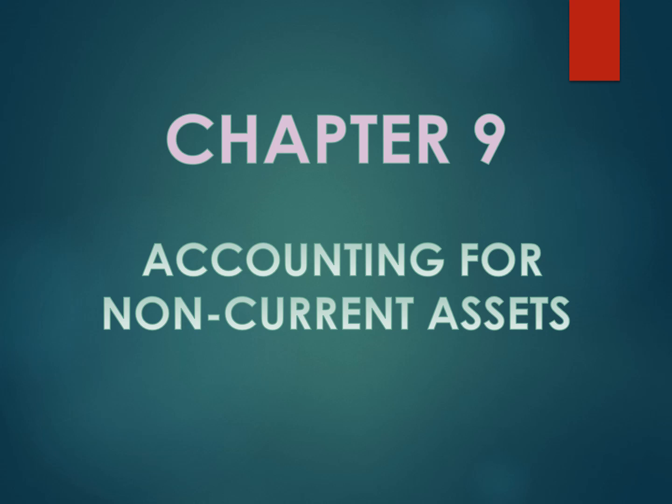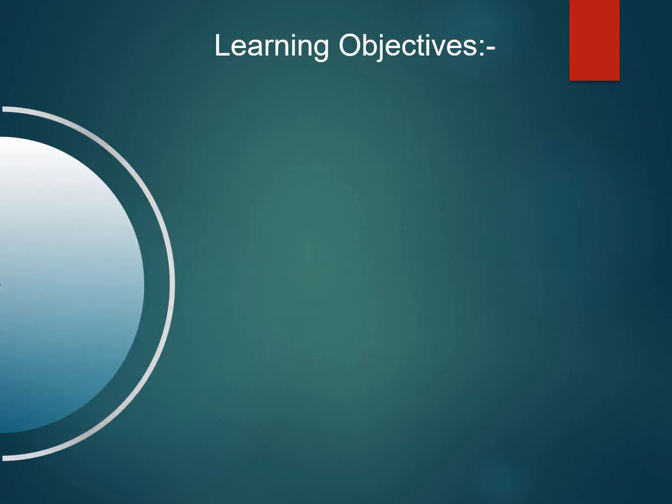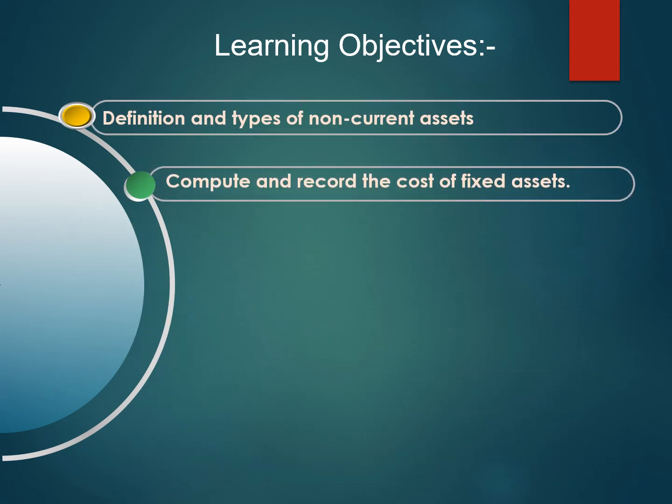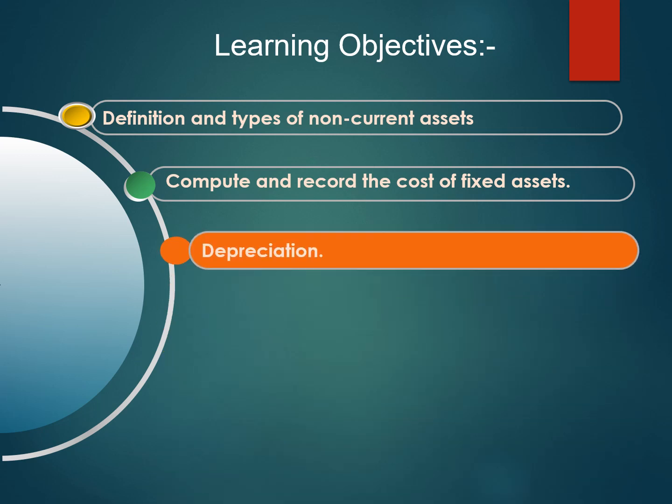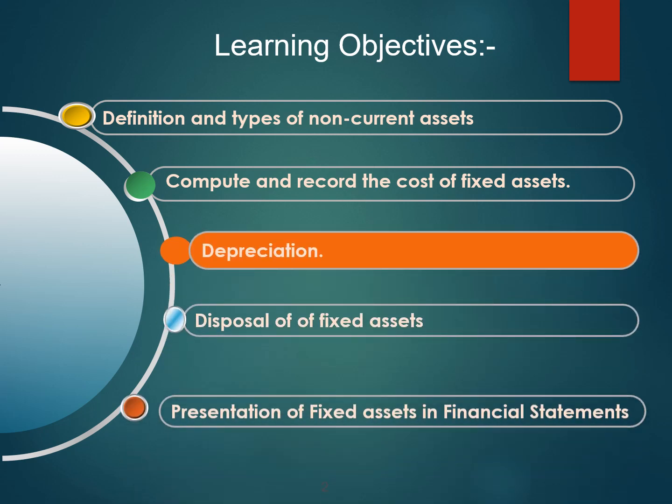We're still in chapter 9 for accounting for non-current asset. We have learned about the definition as well as how to compute and record the cost of this asset. Now, we are going to continue the discussion in the subtopics in non-current asset, that is depreciation. So, are you ready?